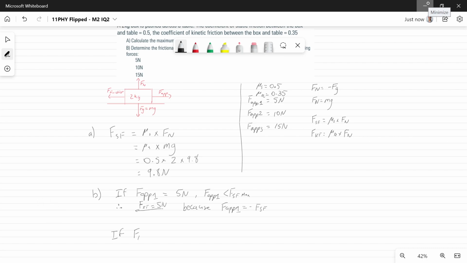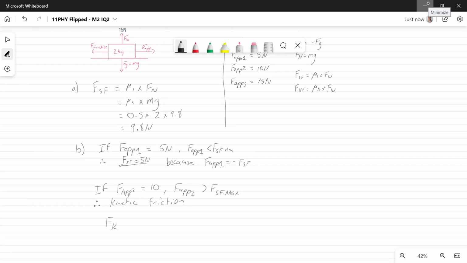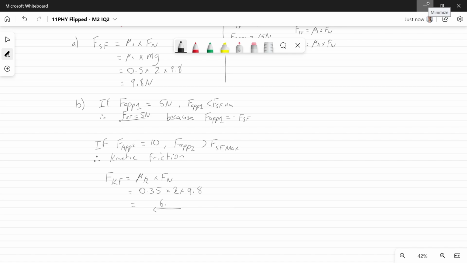In this case, because the applied force is greater than the maximum static friction force, it means that first off, the box is going to move, and we're in a scenario where we're going to do a calculation for kinetic friction. And when we calculate for kinetic friction, all we need to do is multiply mu k by Fn. In this case, the coefficient of kinetic friction is going to be 0.35, and the normal force is going to essentially be calculated the same, 2 kilos times the acceleration due to gravity, which is mg.